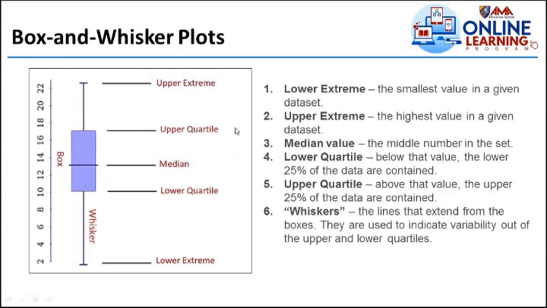So, ito yung pagkakaiba nila. Lower extreme, the smallest value in a given data set. Ito siya. So, if this is our data, 2, 4, 6, 8, 10, up to 22, this is our lower extreme. The smallest value in our data set. Upper extreme, the highest value in a given data set. For this one, we have 22.